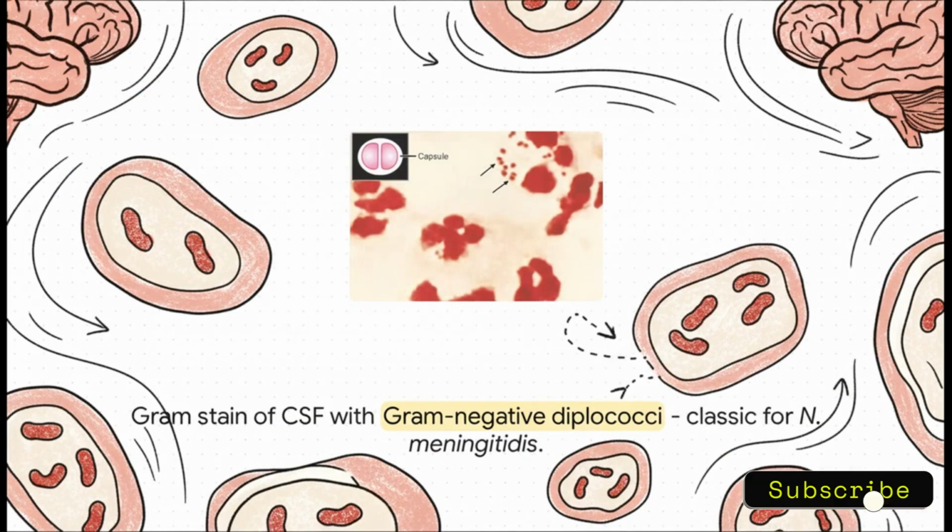And take a look at this. This is exactly what you'd be looking for. See those little red guys? Those are gram-negative bacteria. And notice how they're in pairs, kind of like little kidney beans. That's the classic Diplococcus shape. And look even closer. You can see them hiding out inside a neutrophil. This picture is screaming Neisseria meningitis at you.